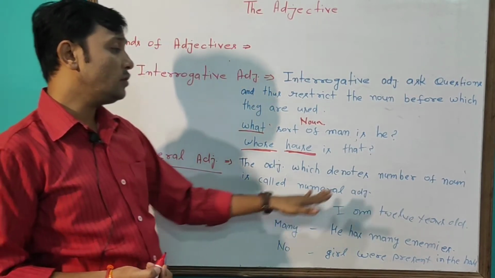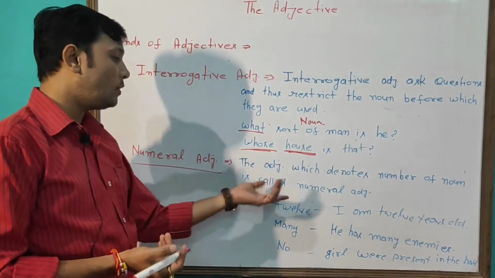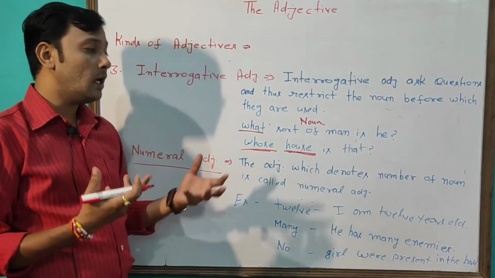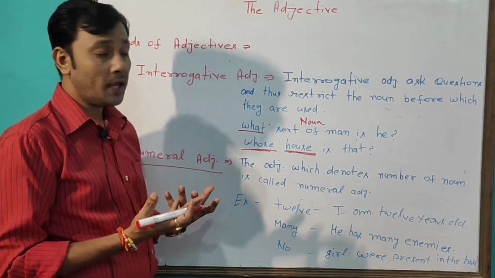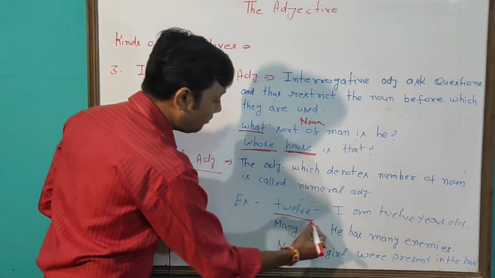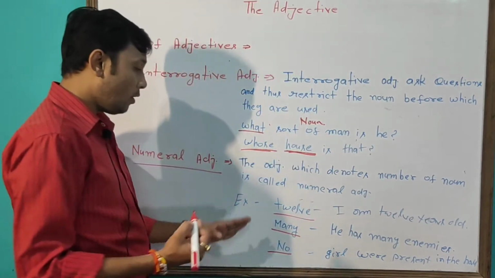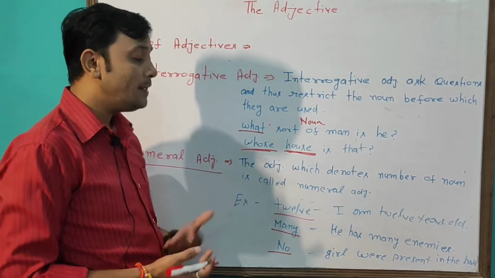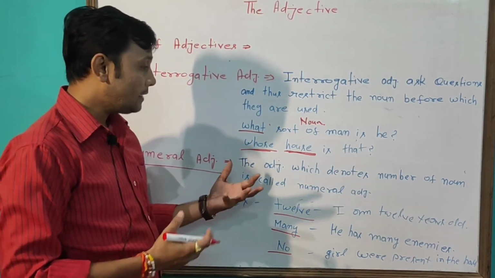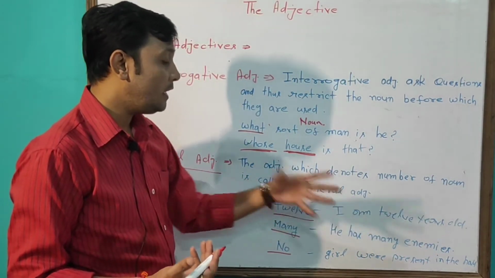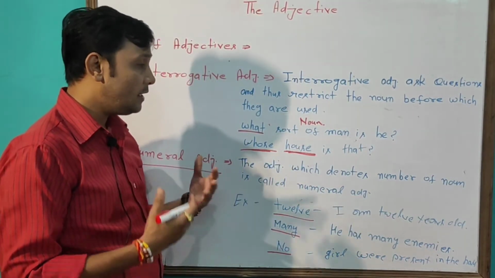The adjective which denotes the number of a noun is called a numeral adjective. Those adjectives which tell about the number of things are known as numeral adjectives. For example, 12, many, no. These are all examples of numeral adjectives. For example, I am 12 years old. They denote the number of nouns, means how many things are there.